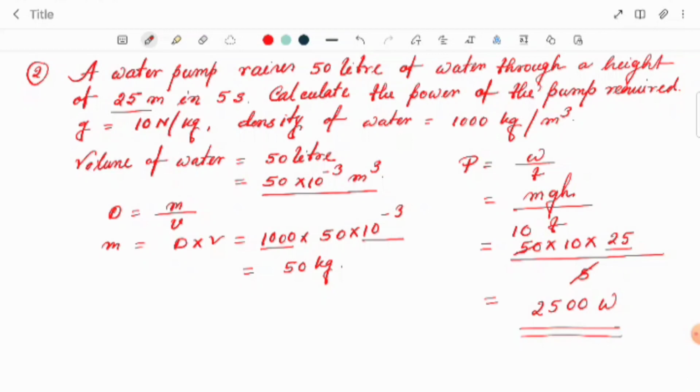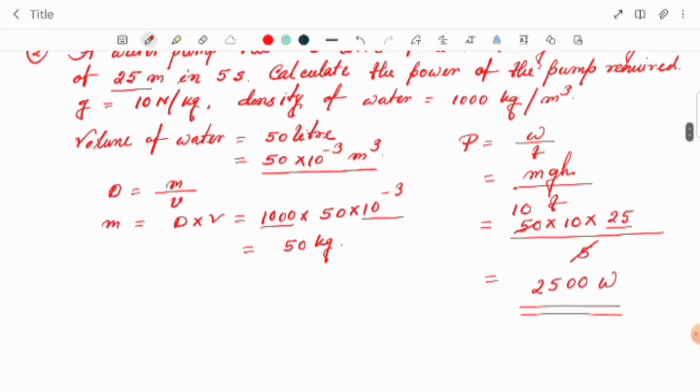This is the second question we have done. So let's see another question also we can try. Question number 3.